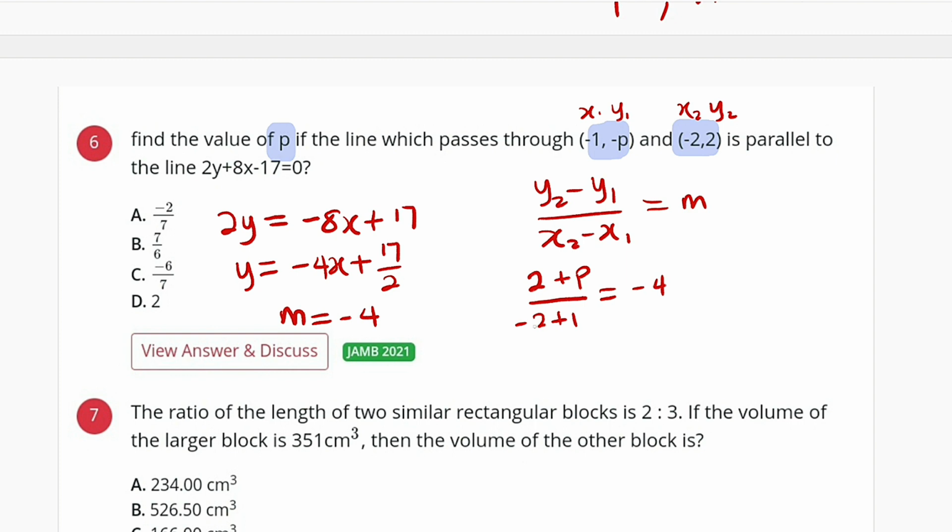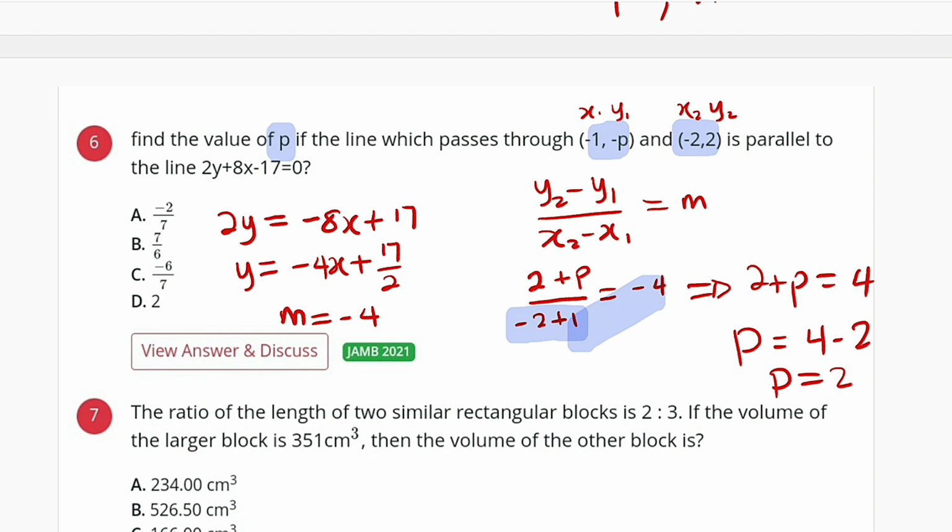To the bottom, we have negative 2 plus 1, which is negative 1, and we can cross multiply with this negative 4, and negative 1 times negative 4 is positive 4. Therefore, we can write this as 2 plus p equal to 4. You take 2 to the right, we have p equal to 4 minus 2. And finally, p is equal to 2. And from the option, we have it as D.